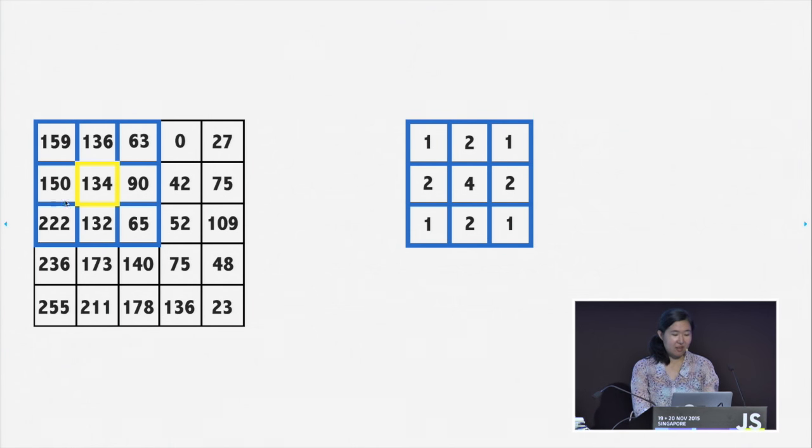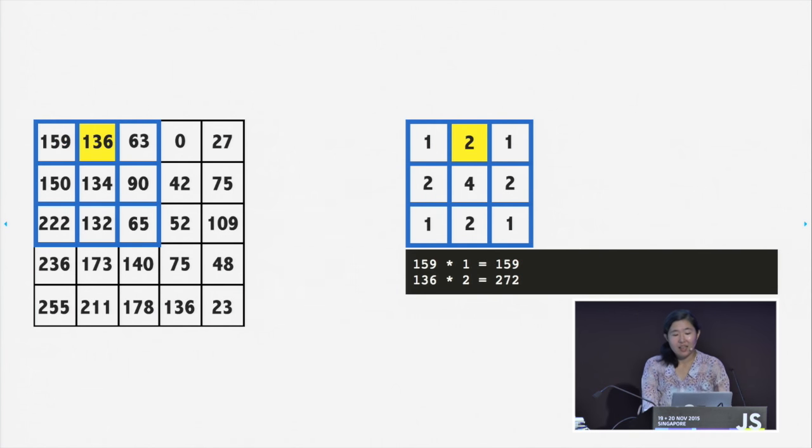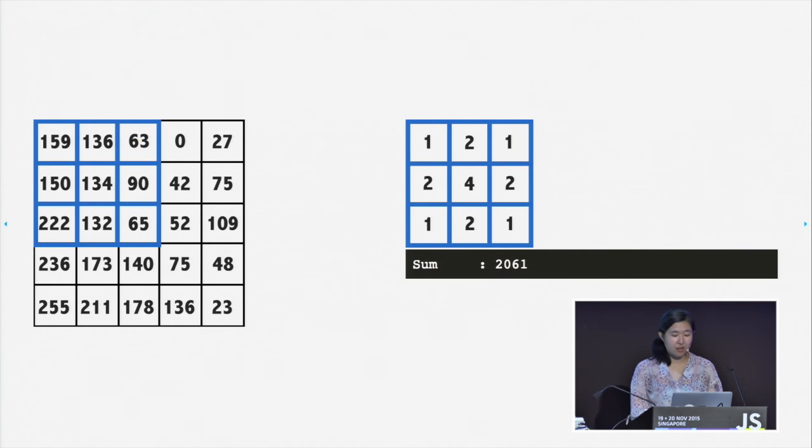So let's look at this kernel, 134, and we're going to figure out what to change, right? Start from the corner. You take the actual value of the pixel, and then multiply by the friendship level that you define. So in this case, 1, so it stays as 159. Next one is 2, so doubled is 272. Next one is 1, stays as 63. And then you do that for the whole 9 pixels, and then get the total of 2061.